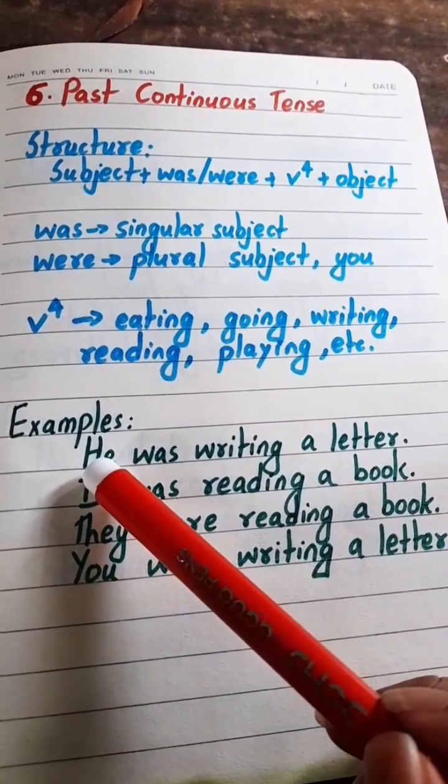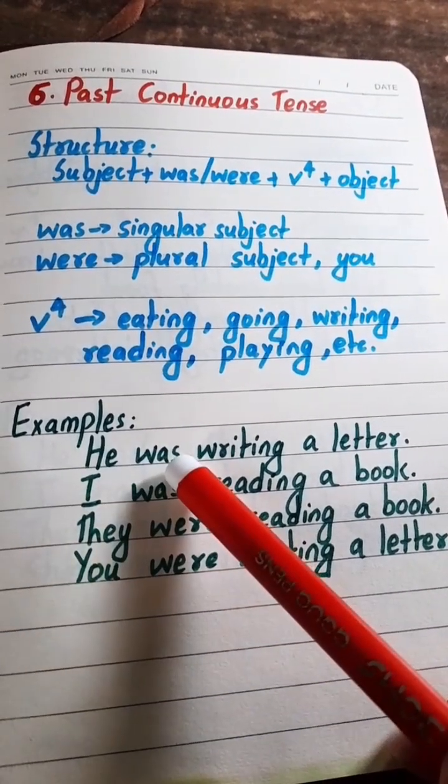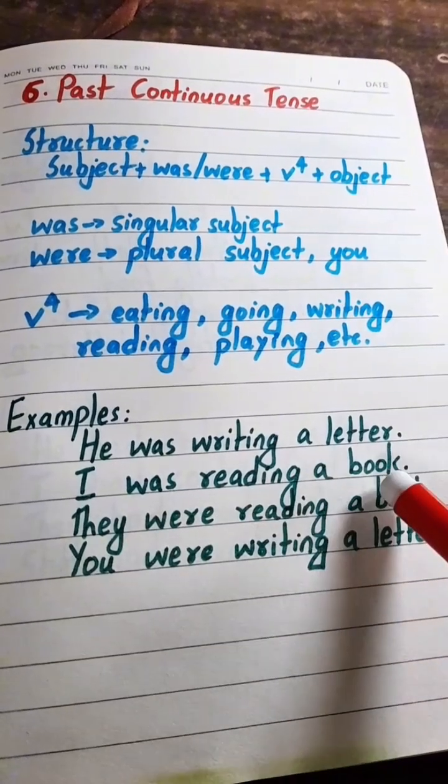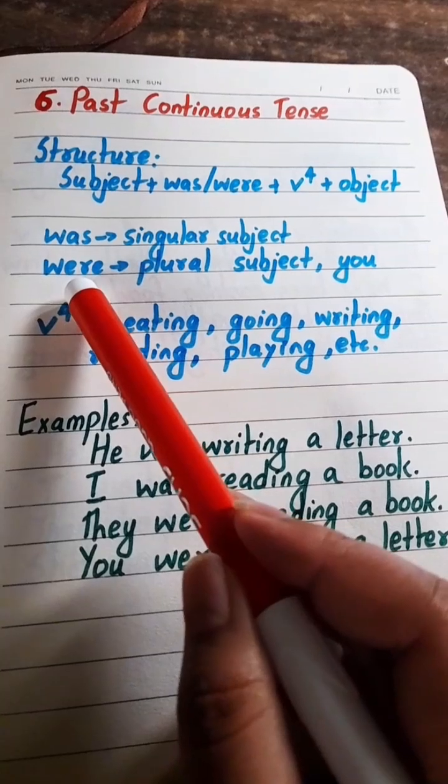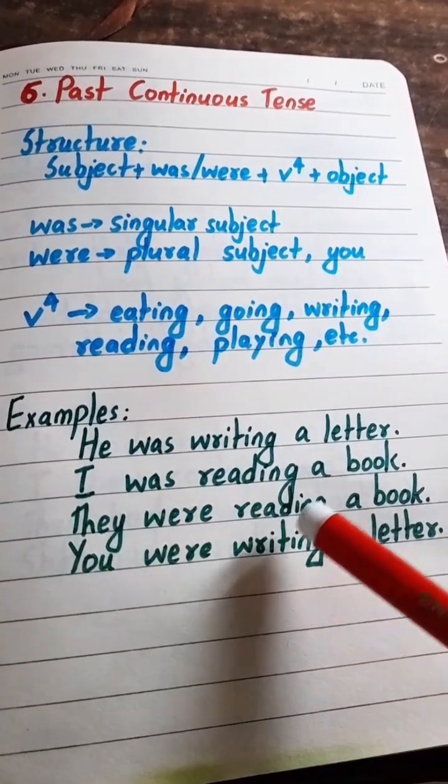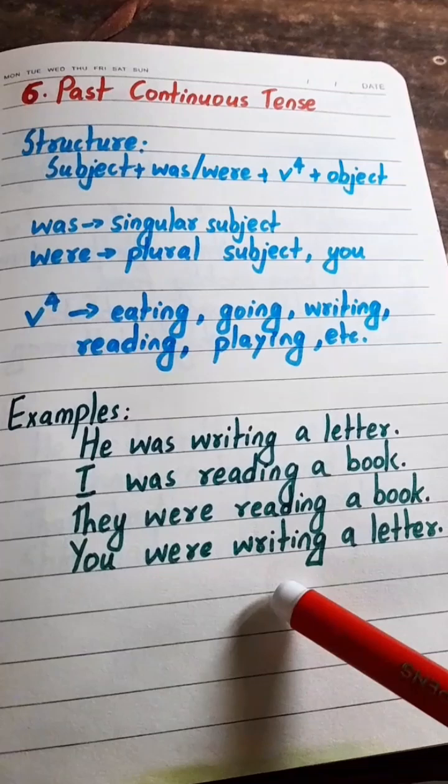He is a singular subject, so we have to use was with he. I was reading a book. They denotes plural subject, so with plural subject we use were. They were reading a book. You were writing a letter.